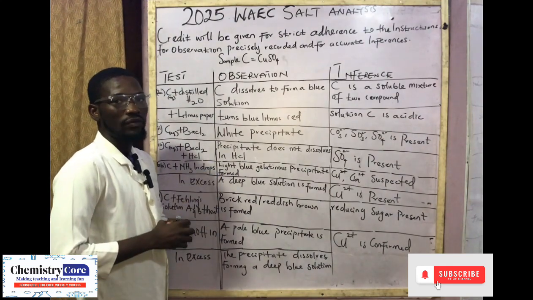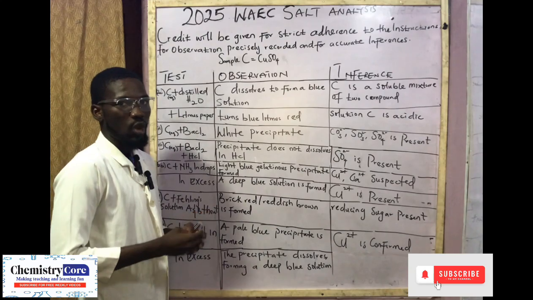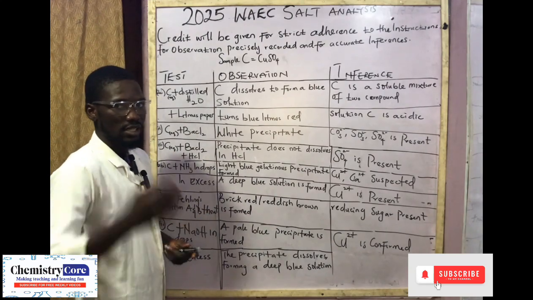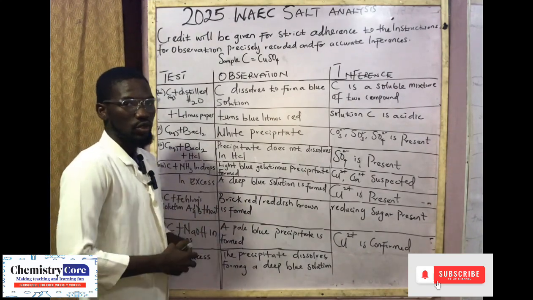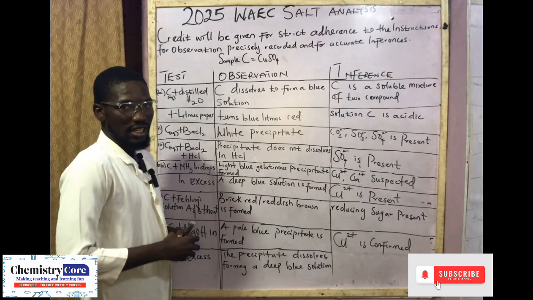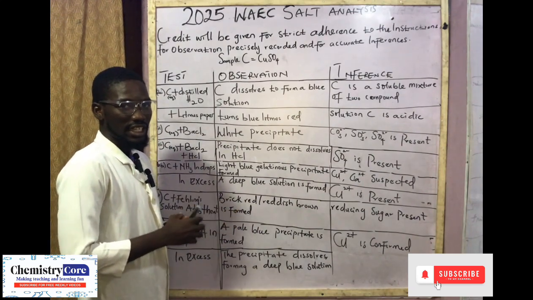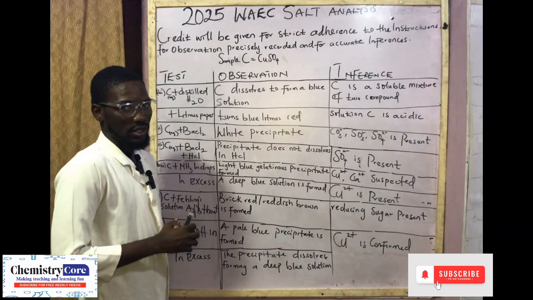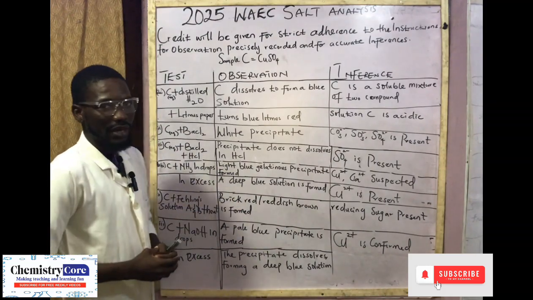And what is the color of that salt? When looking at it, it is blue. Now guys, back to what we are asked to do. We are given some reagents which can be tested with the sample C. And how can we deduce our answer?